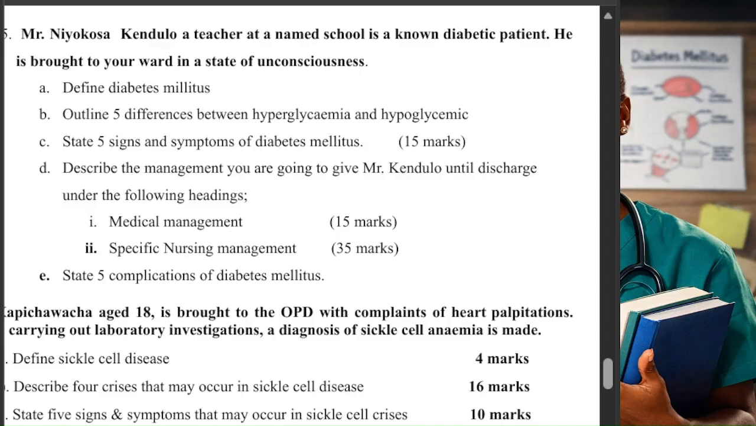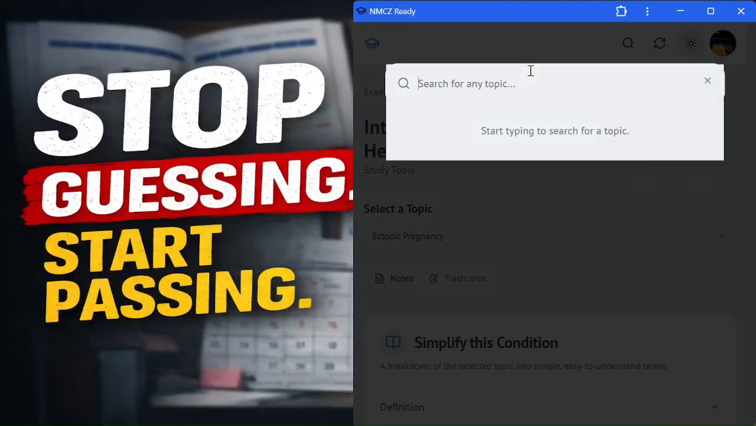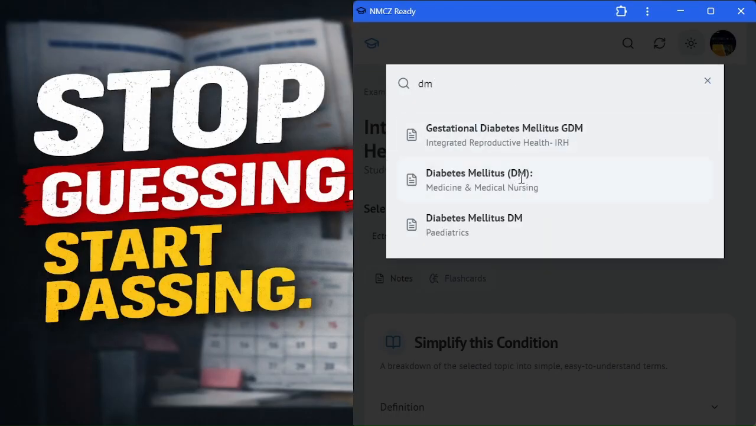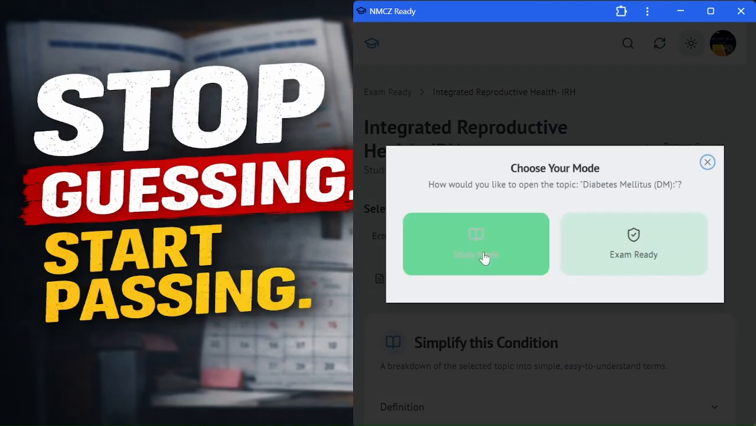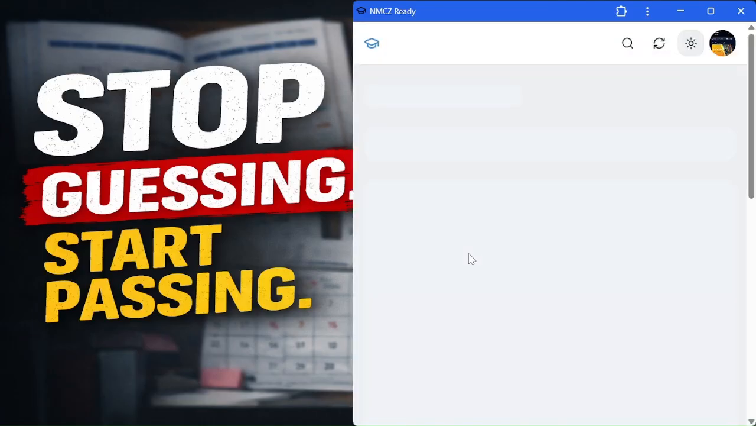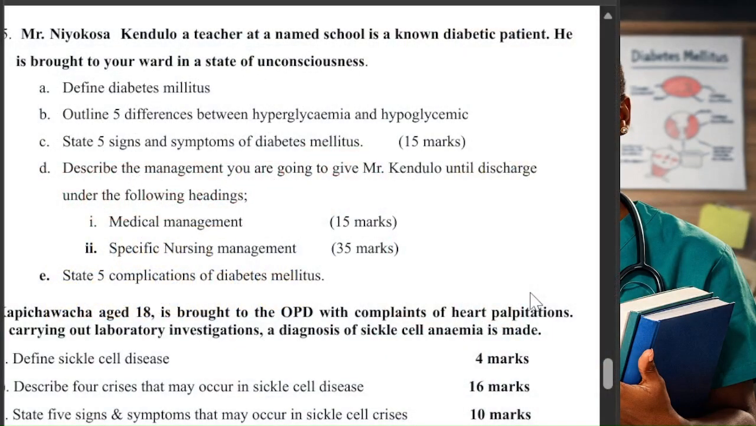So on the NMCZ ready platform, if you do not already have an account there, then you just have to visit our official website and you'll be given access. So let's start. Within the NMCZ ready platform, just search for DM, Diabetes Mellitus, and open it in study mode. Once that has been established, you wait for the platform to load. And as it does that, you can start answering the question that we had looked at, which is a question on diabetes.